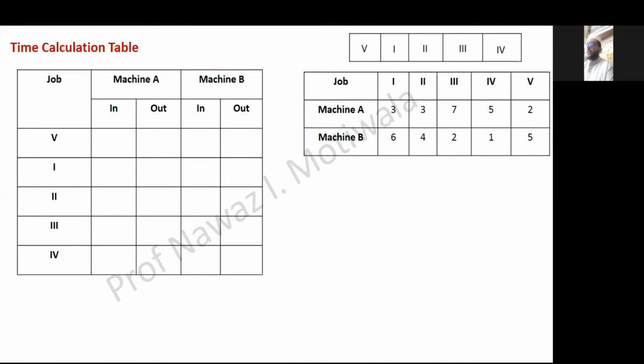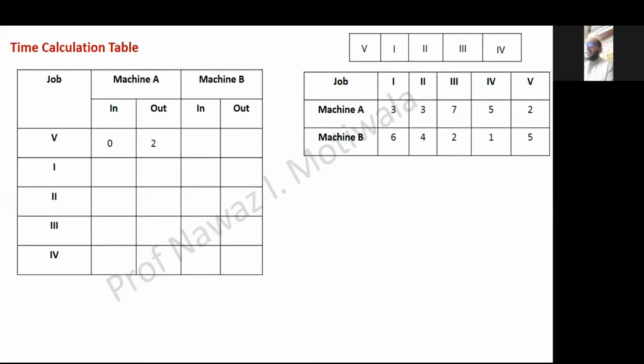The fifth job, as it is the starting point of the job processing, will be in at time 0. Now you have to see how much time machine A requires on job 5. From the alongside table you can see, if job 5 is there and machine A is there, you will require 2 hours of processing time. So it starts at 0, takes 2 hours of processing time, hence it will be out at 2 only.